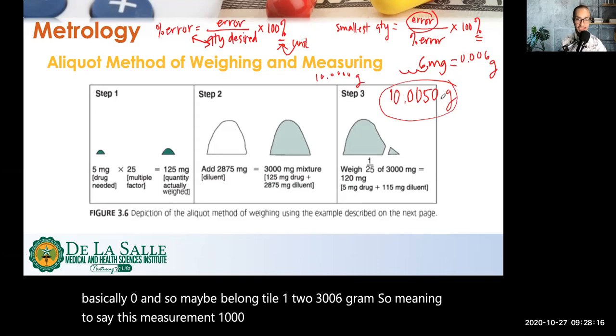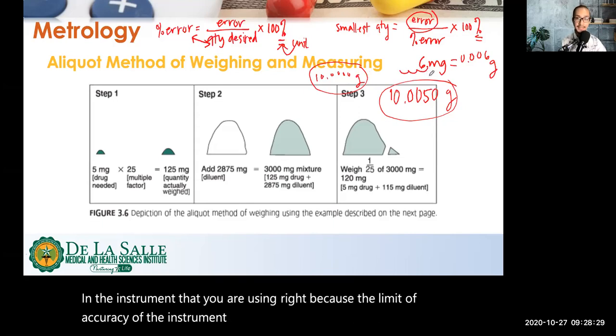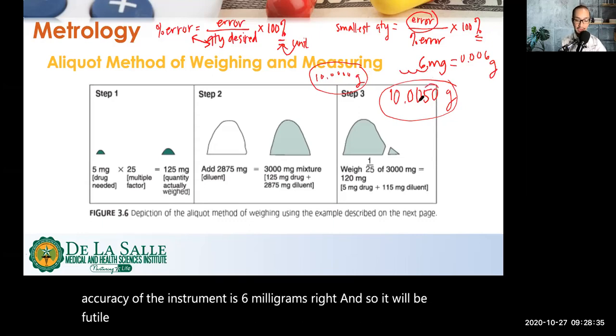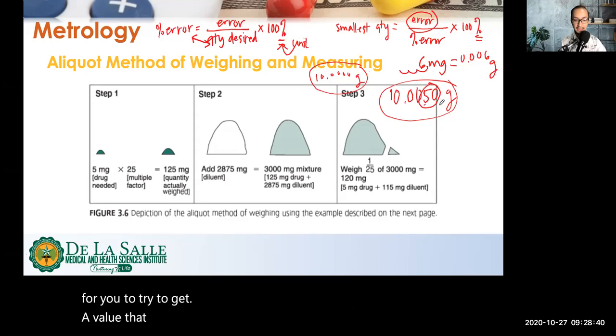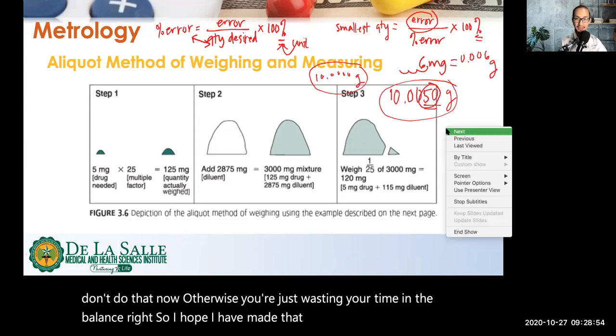So meaning to say, this measurement, 10.0050 gram, is actually the same as 10.0000 gram in the instrument that you are using, because the limit of accuracy of the instrument is 6 milligrams. So it will be futile for you to try to get a value that is 00 for these last two decimal places. Please don't do that, otherwise you're just wasting your time on the balance. I hope I have made that pretty clear about the error.